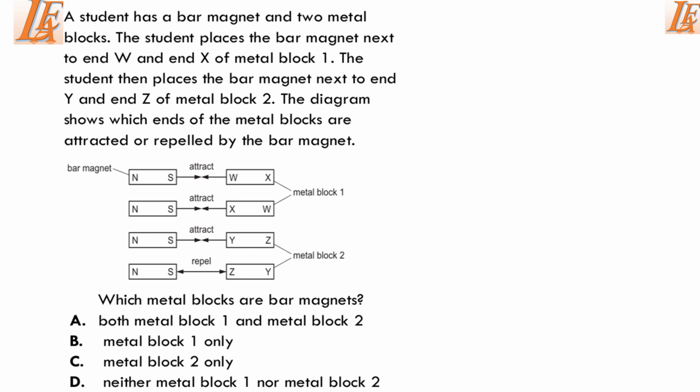Question 27. A student has a bar magnet and 2 metal blocks. The student placed the bar magnet next to W and X of metal block 1. The student then placed the bar magnet next to Y and Z of metal block 2. The diagram shows which ends of the metal blocks are attracted or repelled by the bar magnet. So in this case, we have these two sides. This is where we have the magnet, and the other side we have metal blocks.